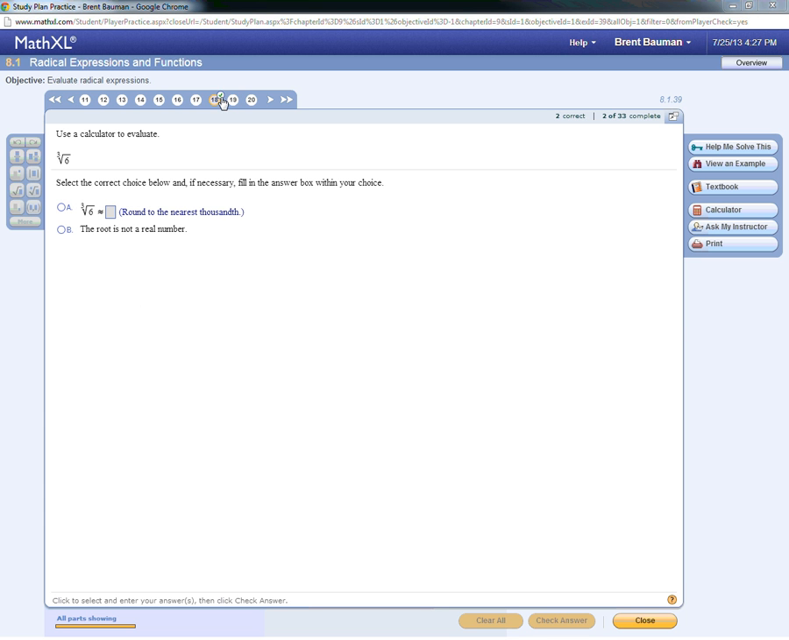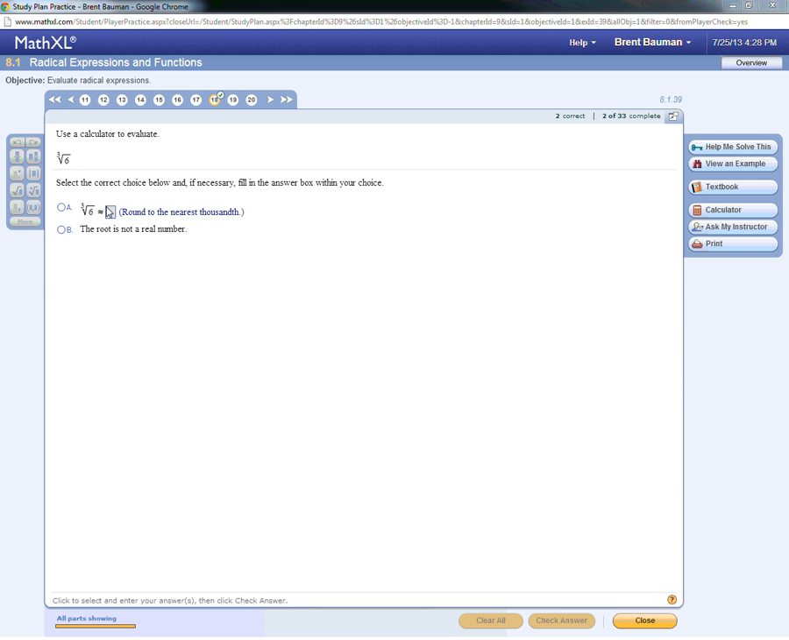Okay, so now we're on number 18 of the same section, 8.1. Let's look at the directions now. This one is saying use a calculator to evaluate, and also down here it's saying round to the nearest thousandth. So again, that's telling you that you should be using a calculator to find this answer. Notice the little approximation symbol, the squiggly equal sign, so that's telling you approximately. So we're going to get a decimal answer.